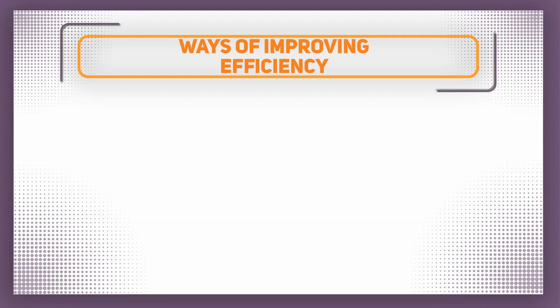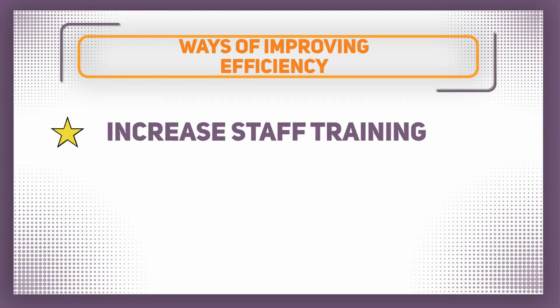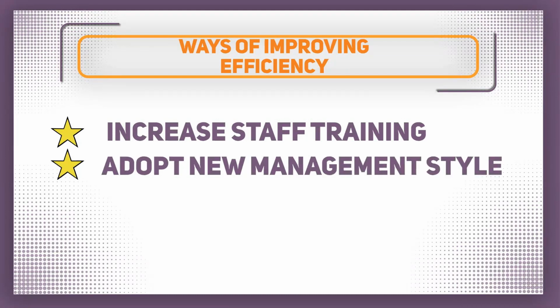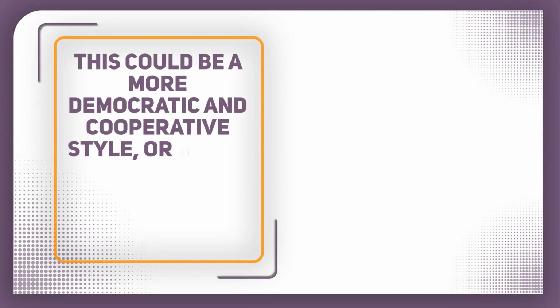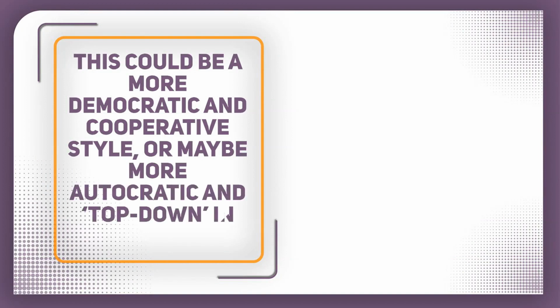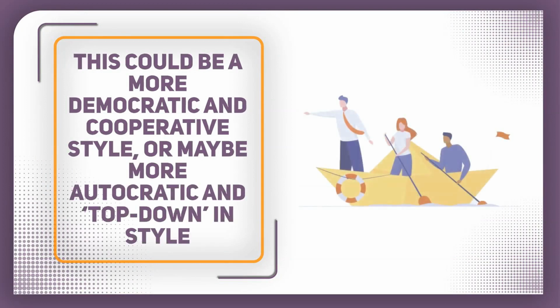Firstly, to improve labour efficiency, a business might decide to increase staff training so that they are more highly skilled. This should mean that there is less waste and staff are more motivated, meaning greater productivity. More is accomplished per employee. Alternatively, the business might decide to adopt a different management style in an effort to improve labour productivity. Depending on the circumstances, this could be a more democratic and cooperative style, or maybe a more autocratic and top-down in style, with directions coming from above in the organisational structure.